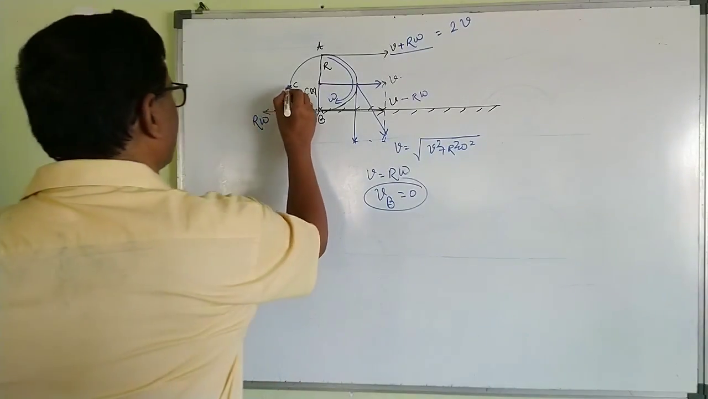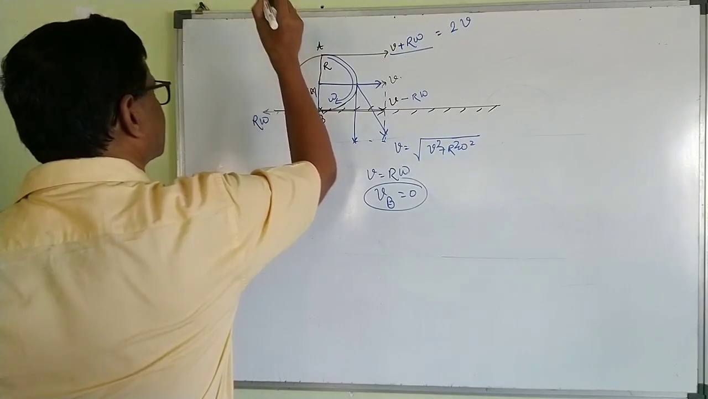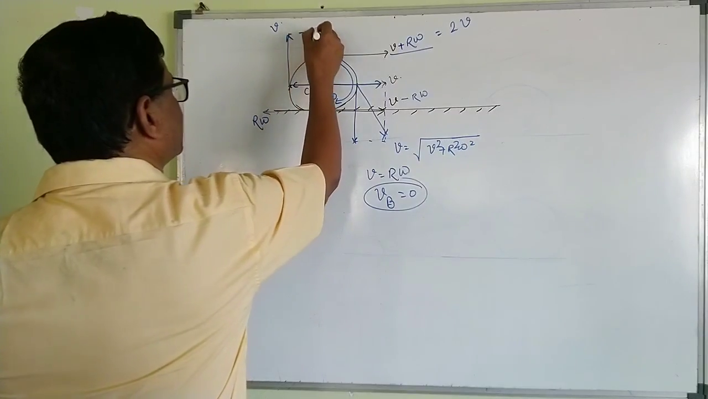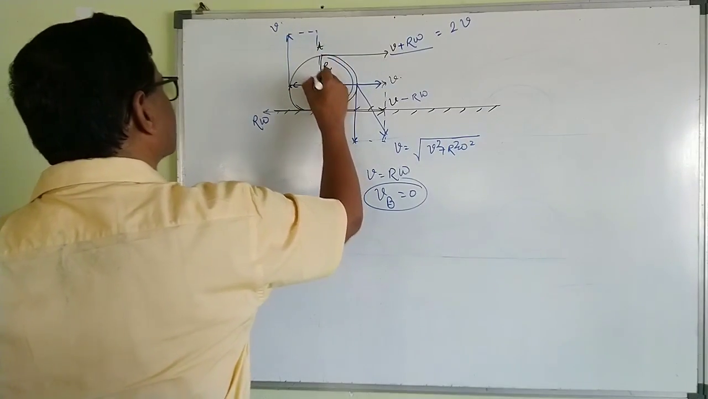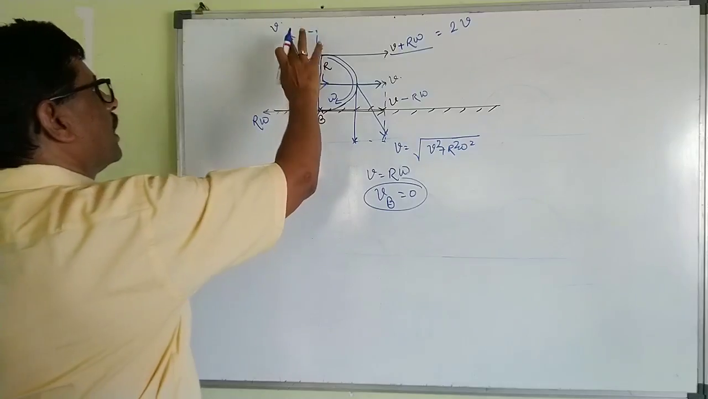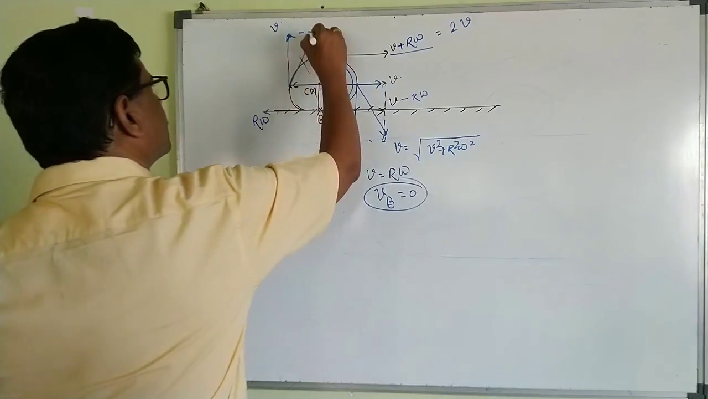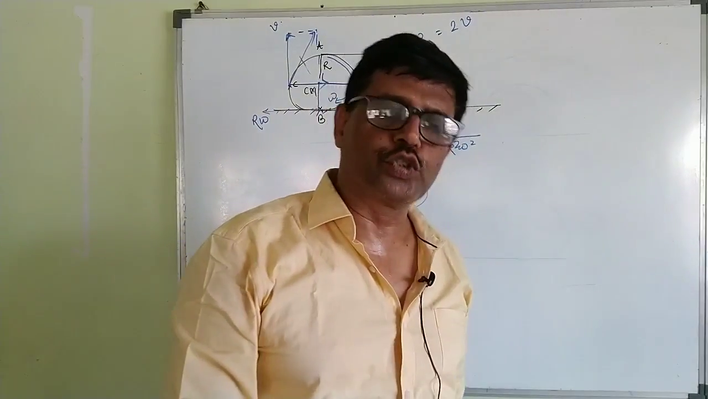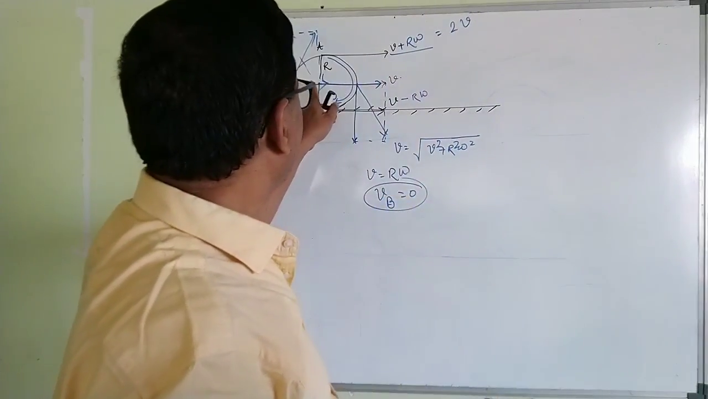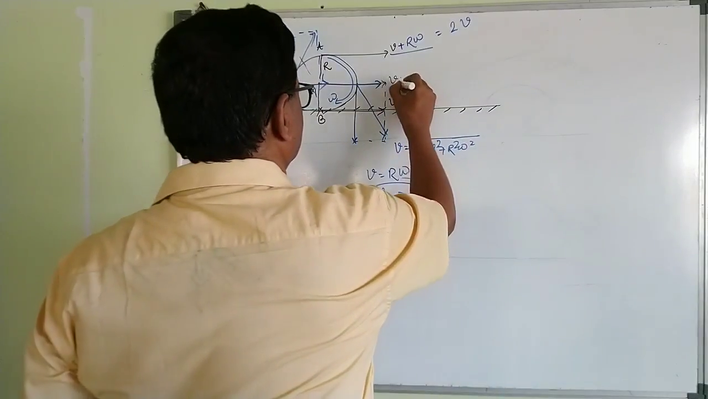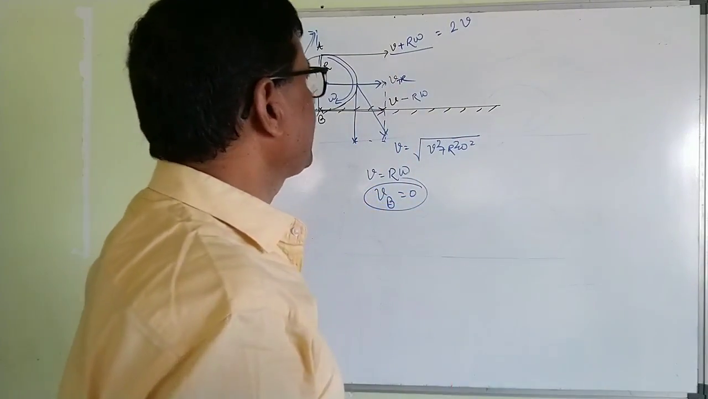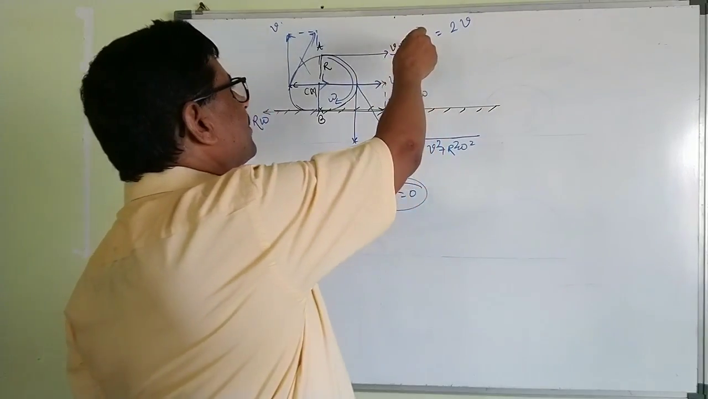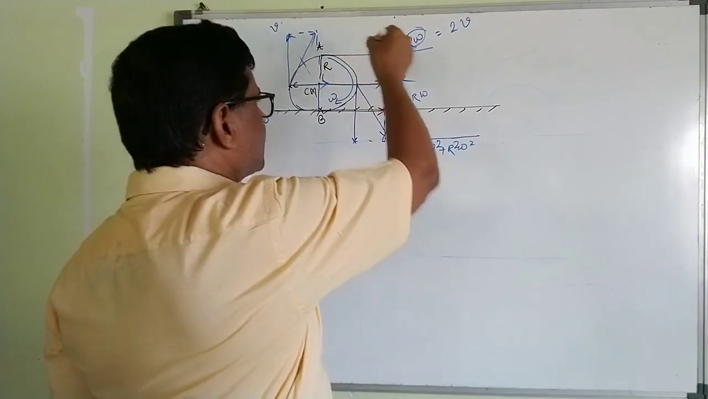Here also it has tangential velocity like this, and it has linear velocity like this. The resultant of these two will be like this. This is the resultant velocity, and this will be the resultant velocity. The rolling motion is the combination of the translational motion of velocity v, and the circular motion of tangential velocity r omega at the circumference.